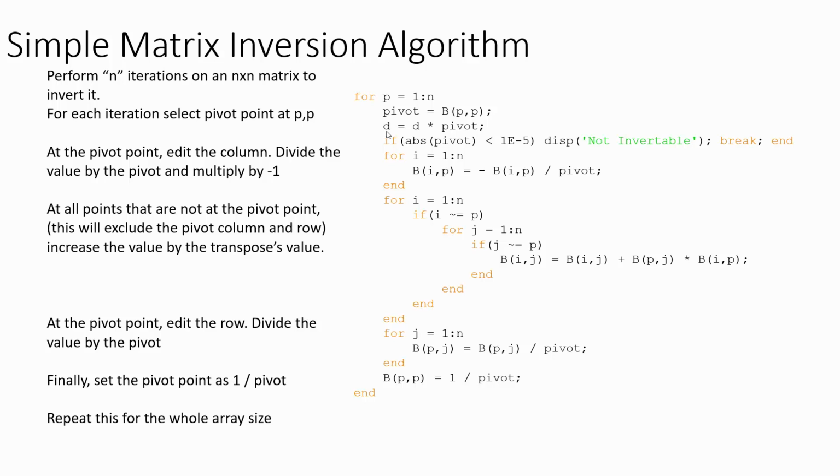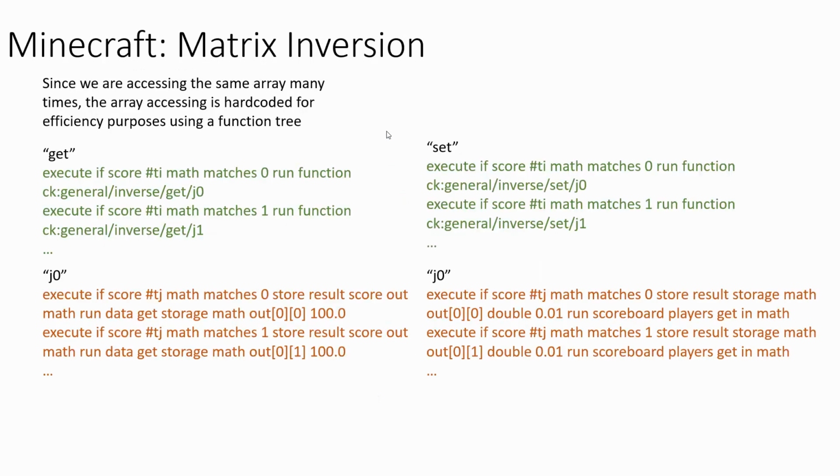But what really is important here is that we are accessing the array we're trying to invert a lot of times. So to do that, we have to have hard coded access, like array access, for the best efficiency. It would be tens of thousands of commands if it was not hard coded array access.